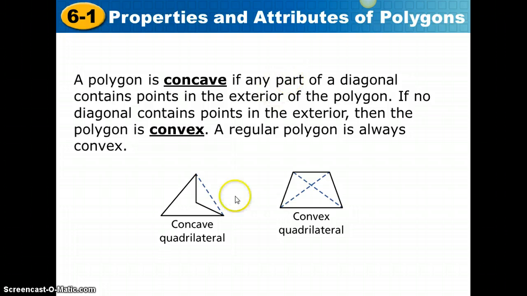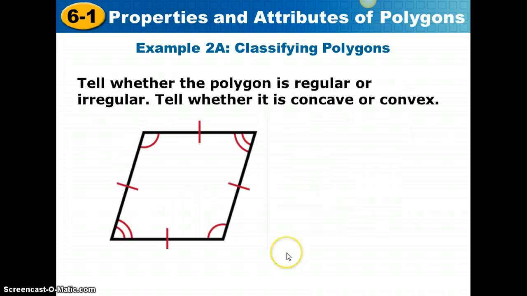If any part of a diagonal contains points in the exterior, so if I can draw a diagonal that actually goes outside the closed plane figure like this, that's concave because part of the figure has caved in. That's a way to remember that. But if all the diagonals we draw go through only the interior points, then it's considered convex. Or it might be easier to think of, if it's not concave, then it is convex.